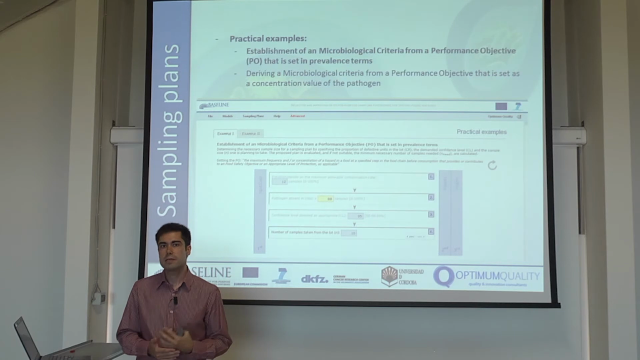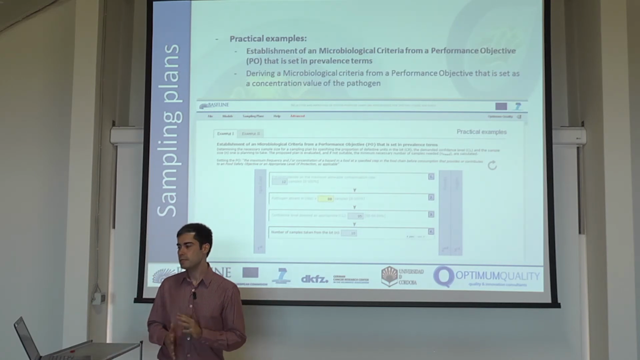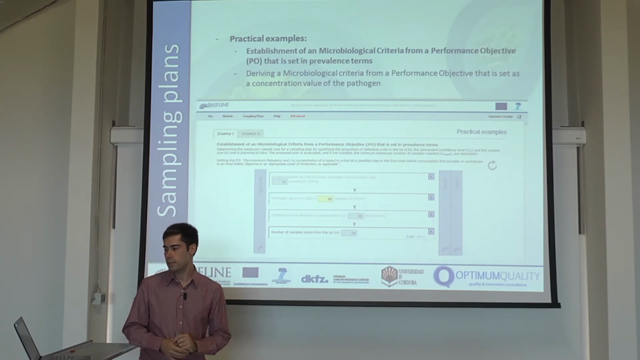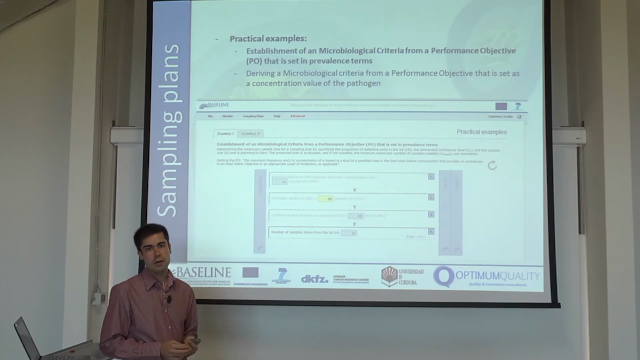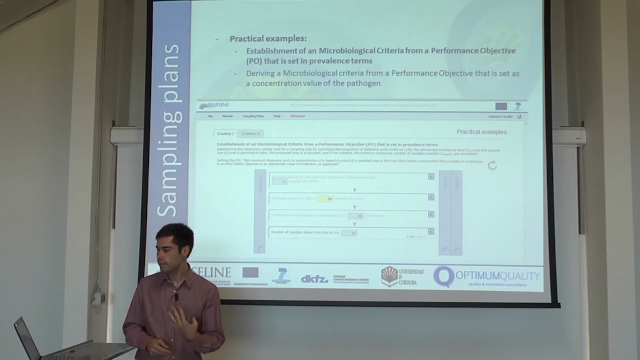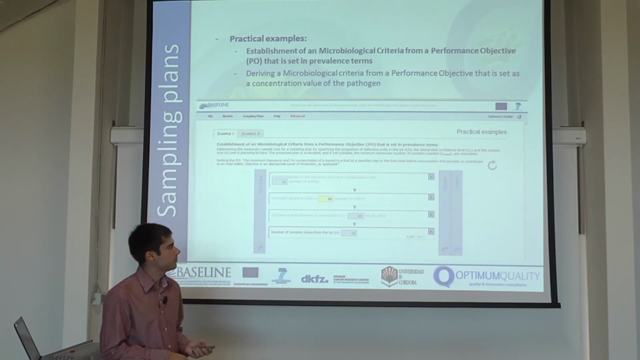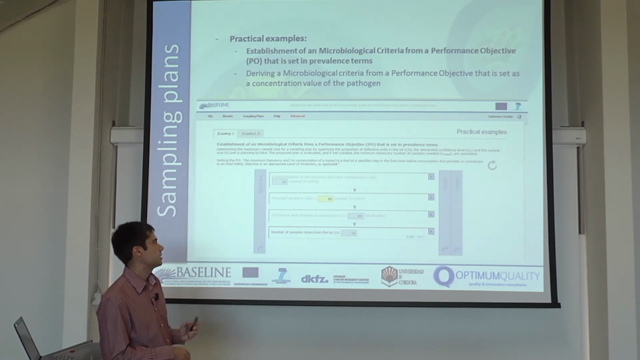There are some practical examples that are included in the software based on prevalence and concentration data. I will explain briefly both of them. First, I will explain the establishment of a microbiological criteria from a performance objective that is set in prevalence terms. This is the practical example.